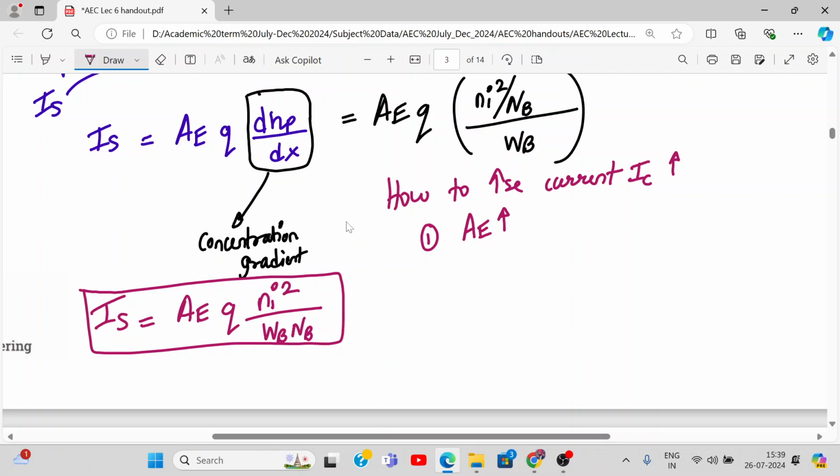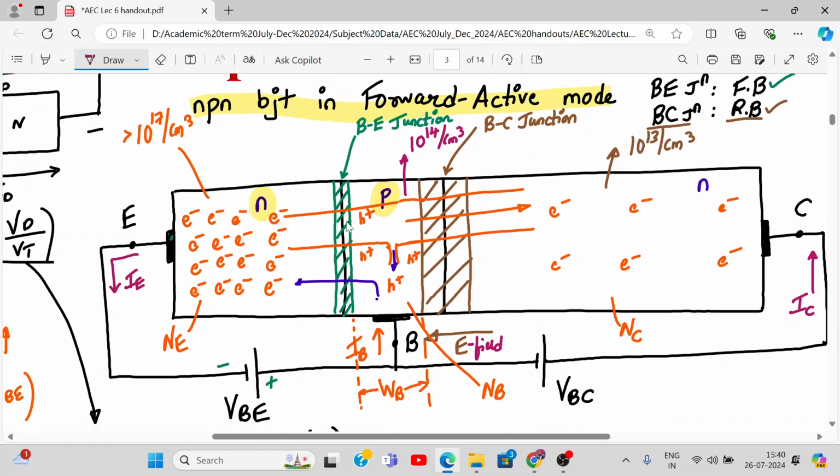Yes or no? It is directly proportional. So if I increase AE, the area of the emitter, then I increase IS. Then secondly, what do I do? Reduce WB. What is WB? The width of the base. That's why the base is very, very thin. Did you understand? The smaller the base is, the less recombination happens in the base terminal, and the more current you can get out of it.